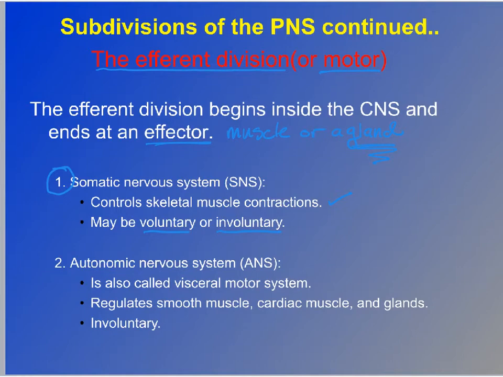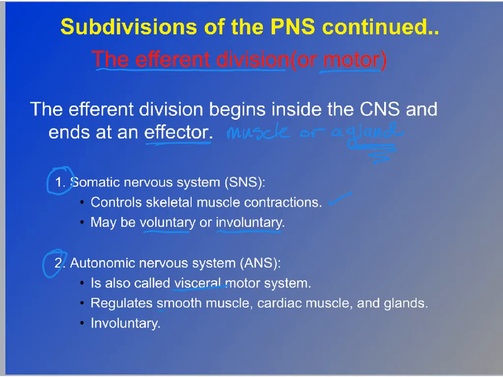The second subdivision of the efferent division of the peripheral nervous system is what we call the autonomic division, or the autonomic nervous system. This division is sending out motor information to your internal organs. Remember earlier we learned that there are sensory receptors embedded in your internal organs? Well, in order to respond to those sensory stimuli, the central nervous system will send out information through the efferent division down to your internal organs to respond to those stimuli.